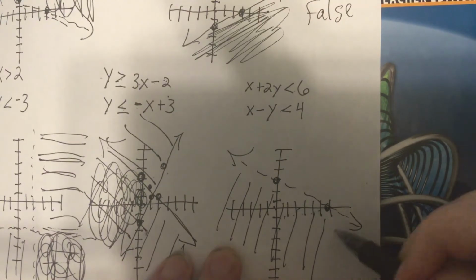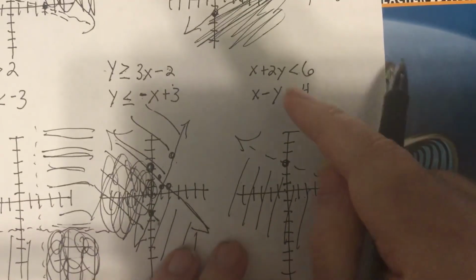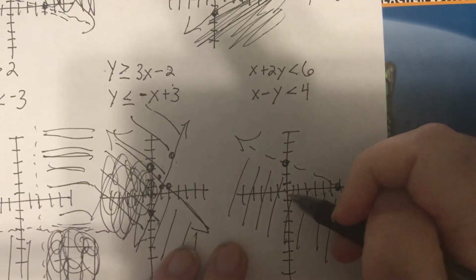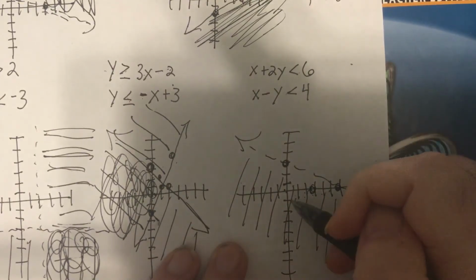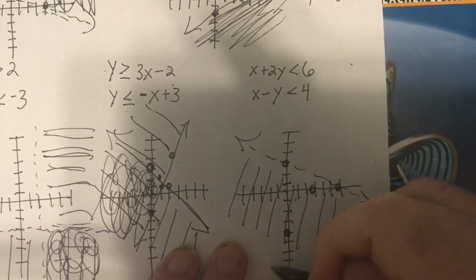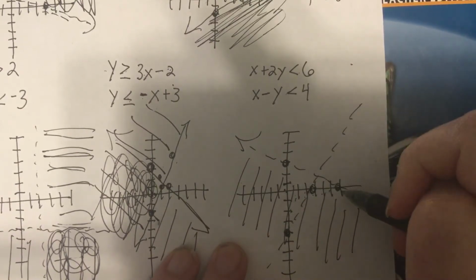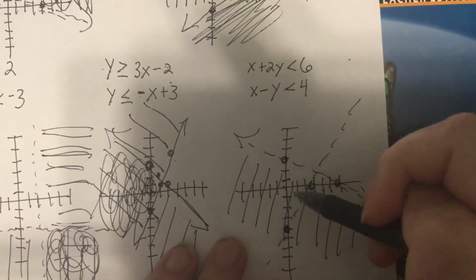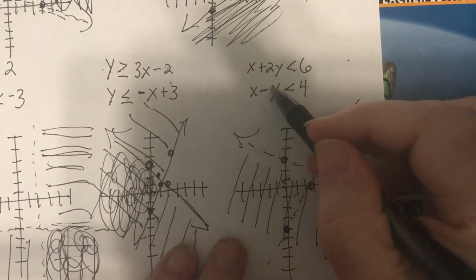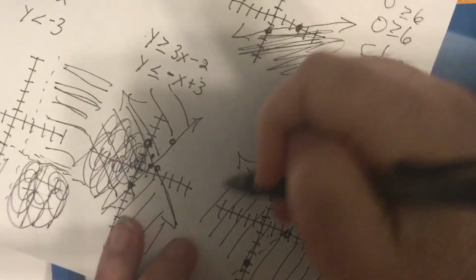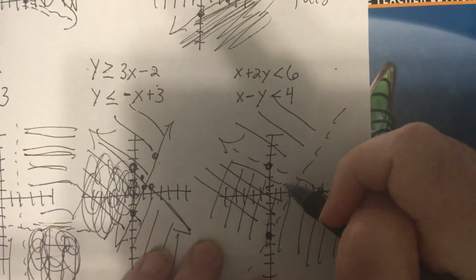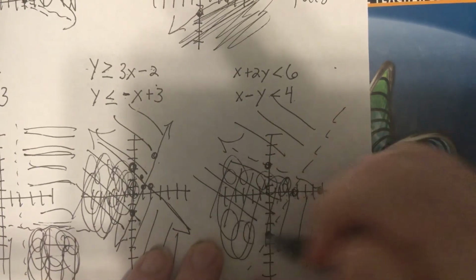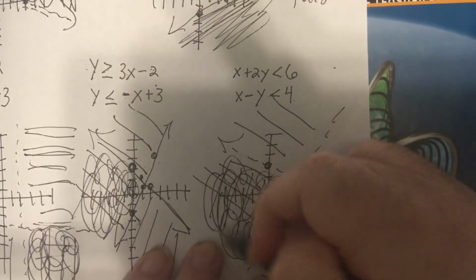Now, some people like to color. They see the different colors. So use one color for this one and one color for this one. So this one, x-intercept is 4. Y-intercept is -4. It's dashed. So I'm going to pick 0, 0 again right here. Is 0 minus 0 less than 4? Is 0 less than 4? You bet. So the answer, I think we can see the overlap is right in here.